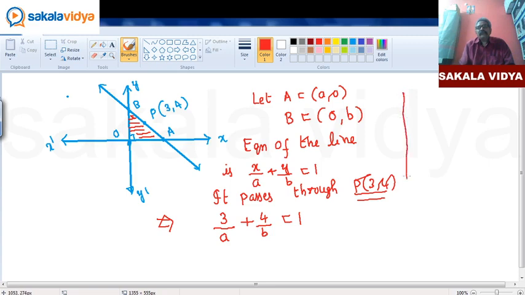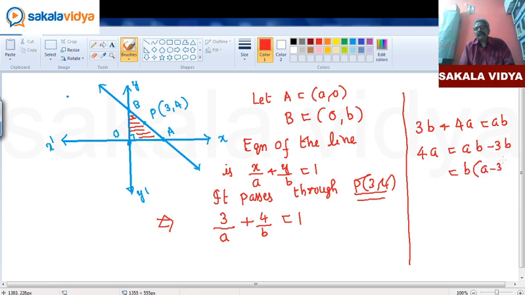So now let us simplify this one. Taking the LCM AB, we get 3B plus 4A equal to AB. Now 4A equals AB minus 3B. Take B common, we have A minus 3. So B is equal to, in terms of A, 4A by A minus 3.